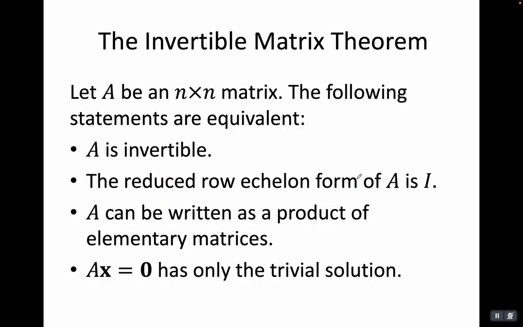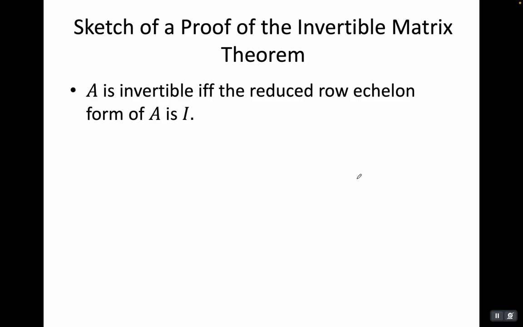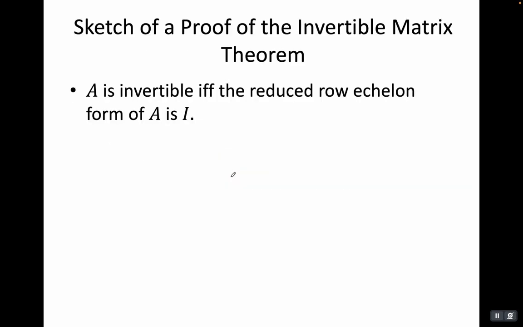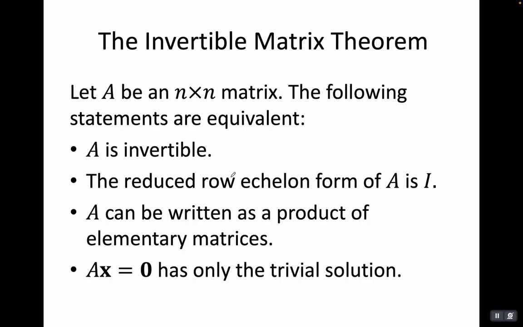So again, here's the invertible matrix theorem. What we're going to do is sketch a proof of this. We're going to show that A is invertible if and only if the reduced row echelon form of A is I. In other words, we're going to show that these two are logically equivalent, that the first one is true if and only if the second is true.